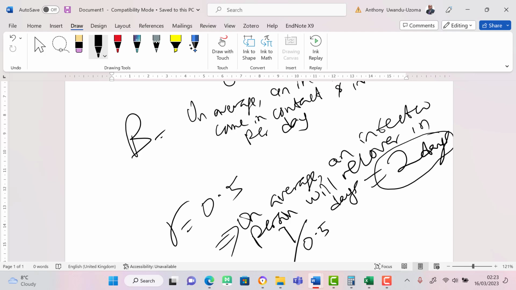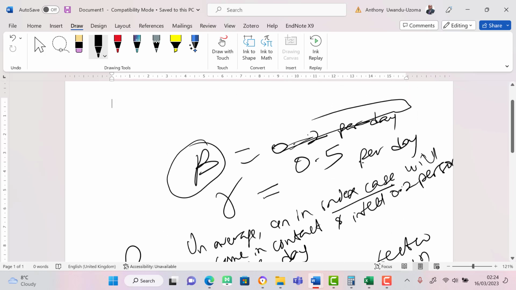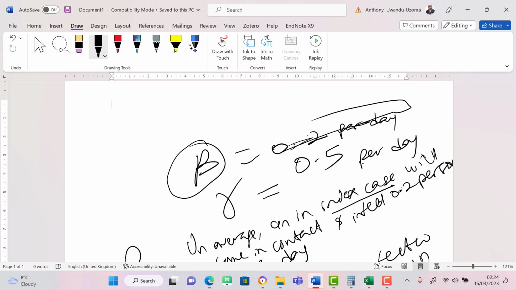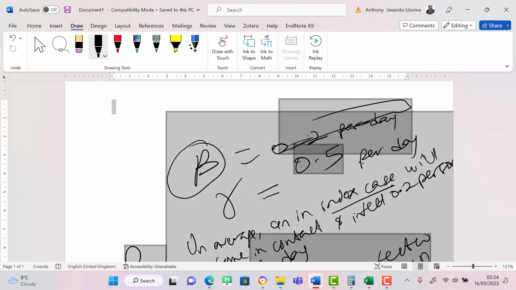If you don't know how to interpret the meaning of all these things, you will have a long way to go. So that's why it's important to understand the meaning of what you are trying to interpret.